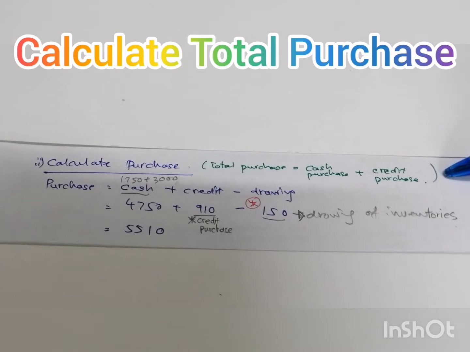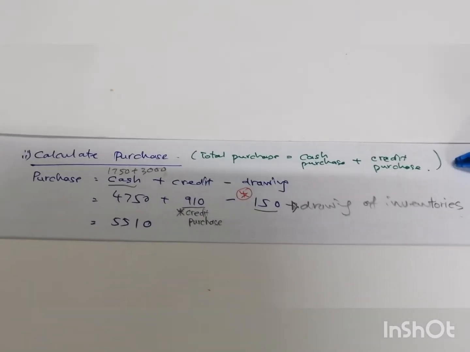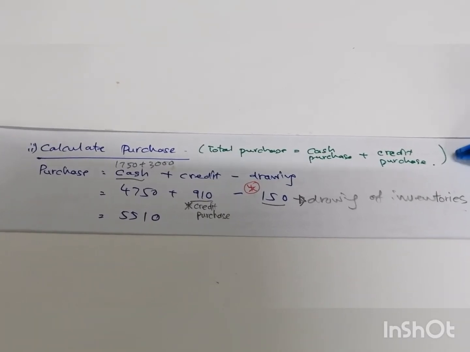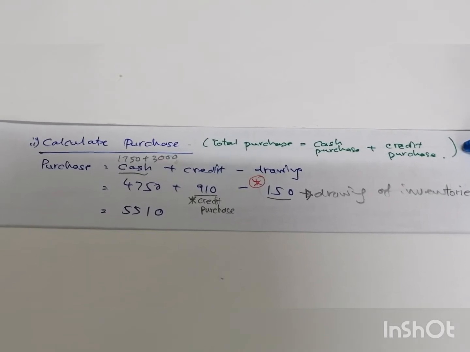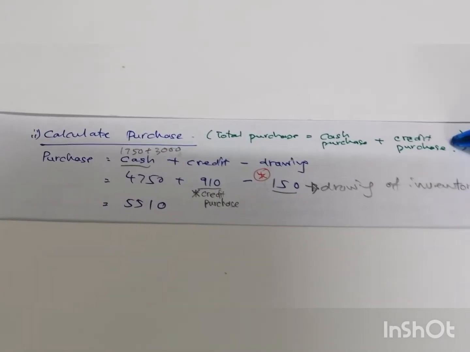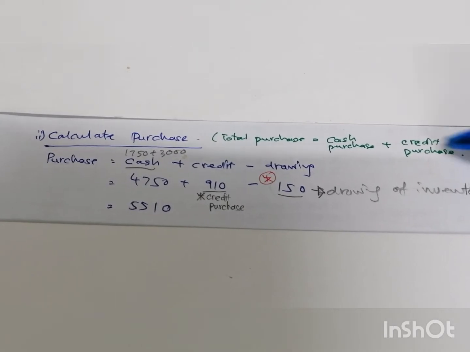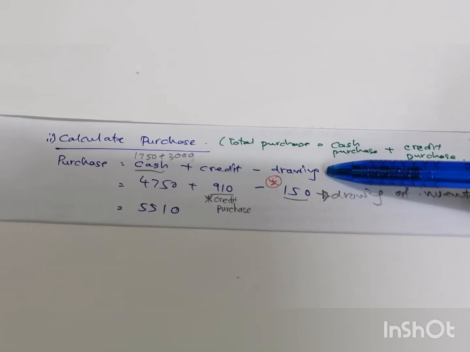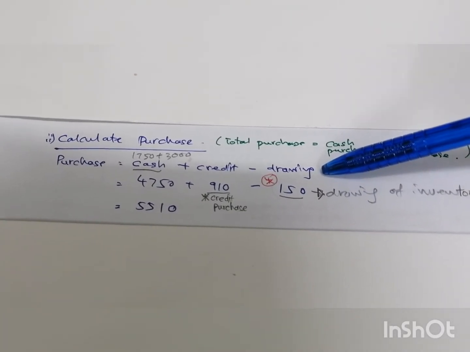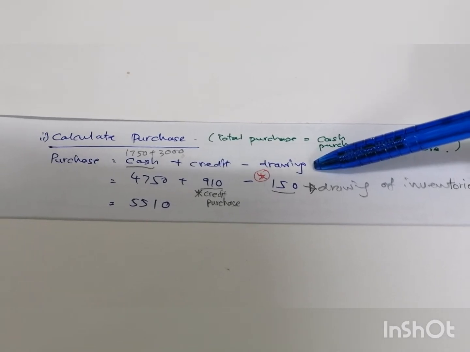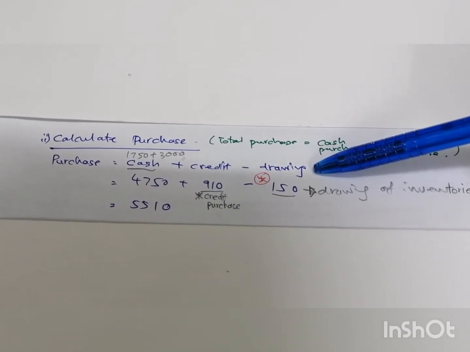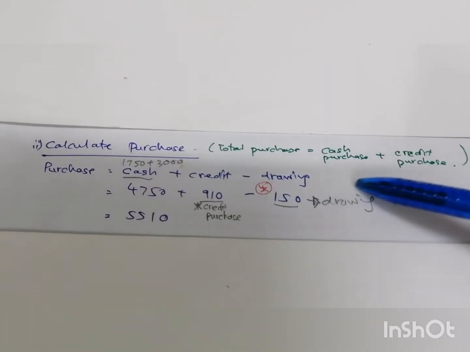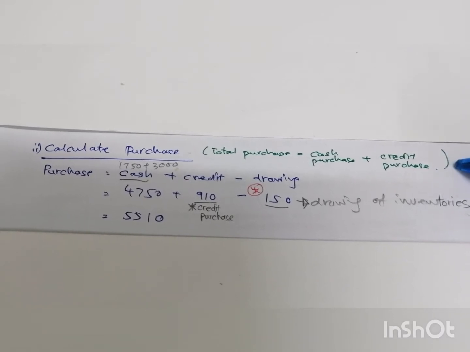To calculate the amount of purchases, we will use the formula as stated here. The total purchase equal to the cash purchase plus the credit purchase. But in this case, example 6, we will need to minus drawing. Why do we need to minus drawing? Because additional information B is given: drawing of inventories amounted 150. So upon this formula, we will need to minus drawing.